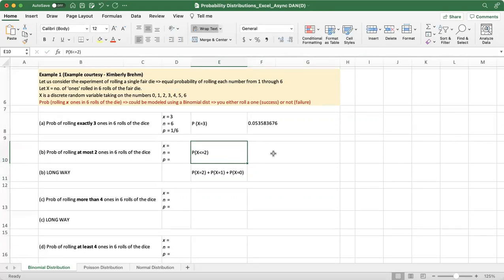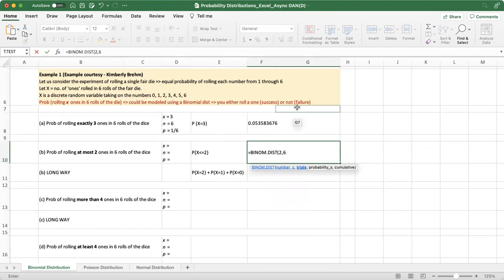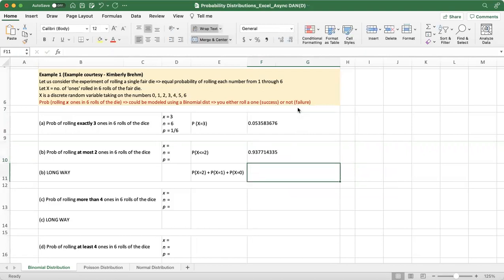Well, now we've written this down in a form which is very similar to how we'll write down a cumulative probability function. So I want the probability of getting a 2, and I want to add to this the probability of every value to the left of 2, which is the probability of x being 1 and the probability of x being 0. Now this can be very easily done in Excel. Binom.dist. I want 2 successes in 6 trials, 1 in 6 chance of success, and I'm going to say true to cumulative because I want the cumulative probability. When I press enter, I get this answer.